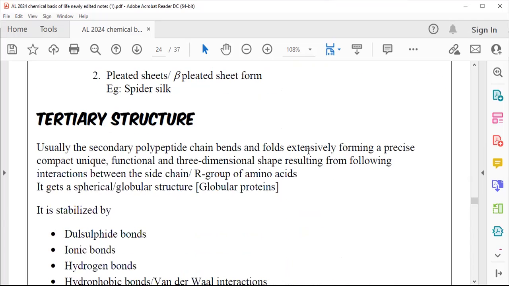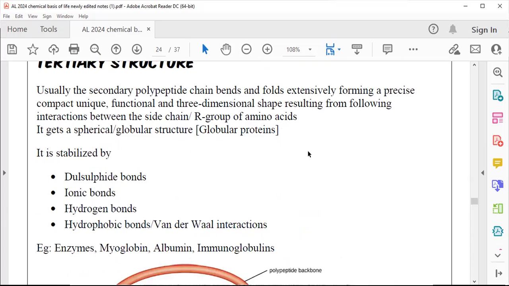In the tertiary structure, the bonds are created between the side chains. Side chain and side chain bonding by hydrogen bond. Side chain and side chain joining by ionic bond. Side chain and side chain joining by disulfide bond, hydrophobic interaction, all these. Are you clear?